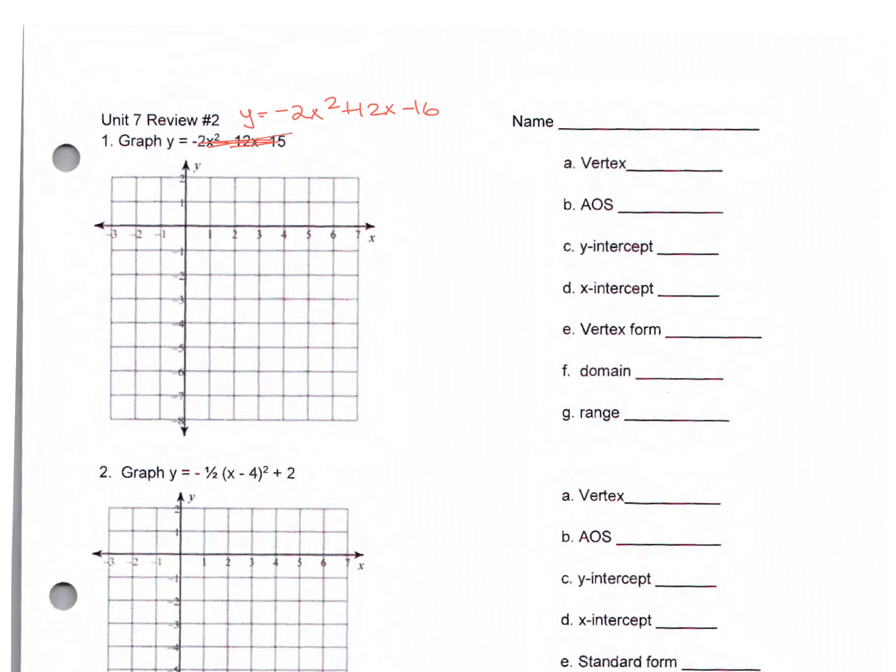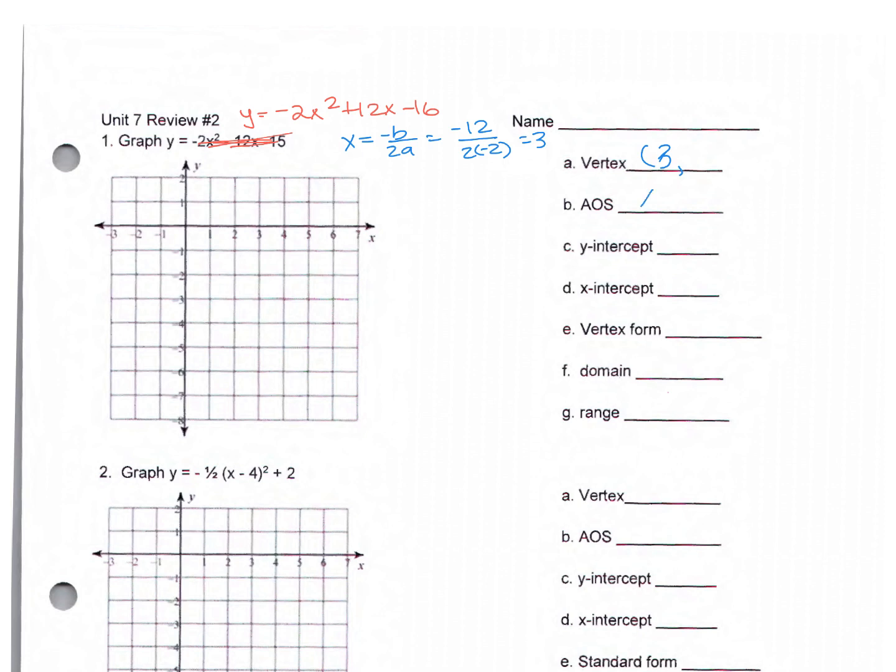So first of all, I want to find the vertex. Anytime it's in standard form, to find the vertex, my x coordinate is going to be equal to negative b over 2a. So let's do that. I get negative 12 over 2 times negative 2. That would be negative 12 over negative 4. So it looks like I'm getting a 3. So the x coordinate of my vertex is 3.